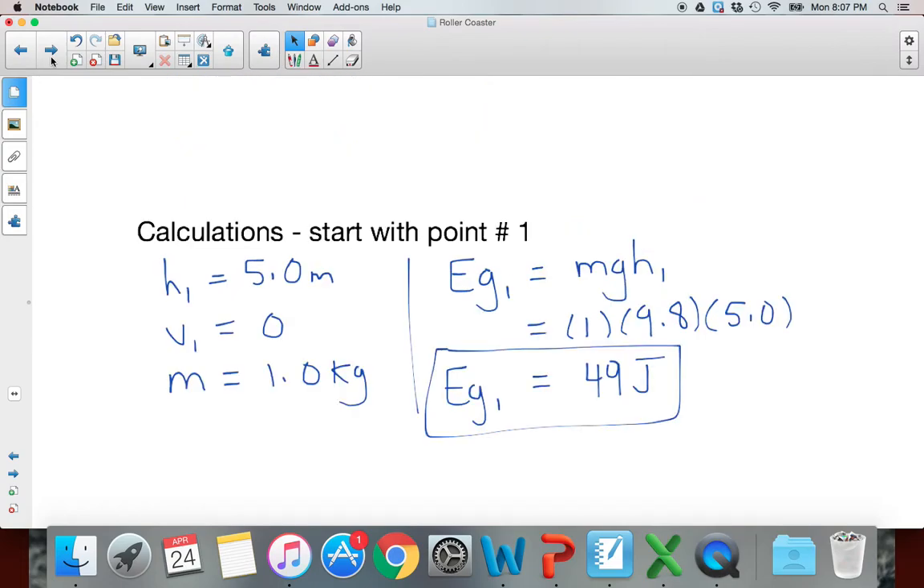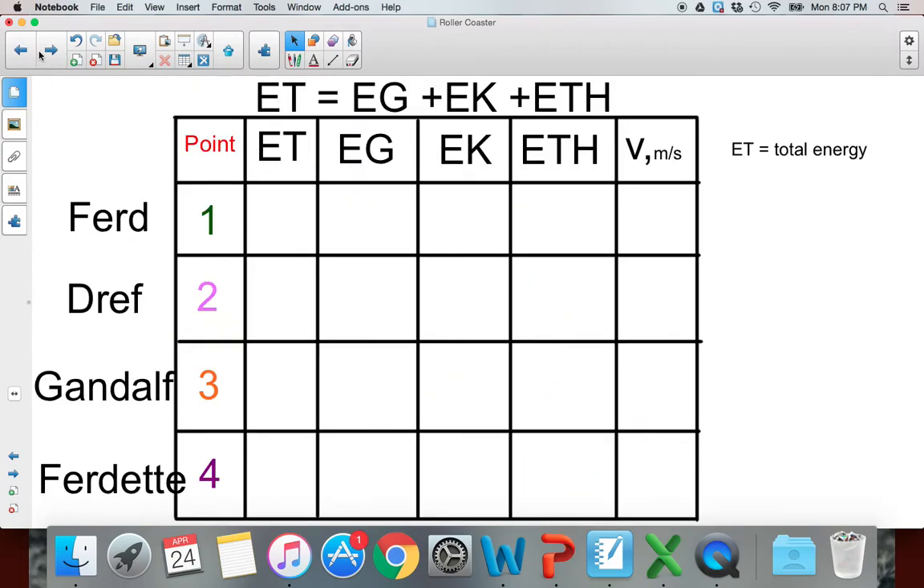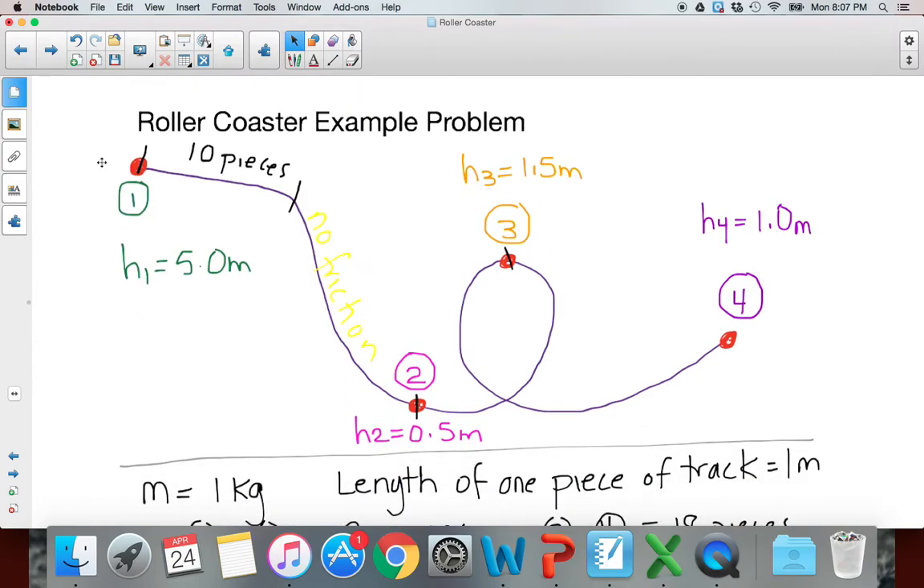Okay. So let's start the calculations. Again, if you've needed to pause this or move back at any point. So I'm going to start basically doing calculations for point number 1 here. I'm going to show you, I've already done them, but I'm going to show you and explain all the calculations that I've done for each point on the coaster, and we'll fill out our bingo card.